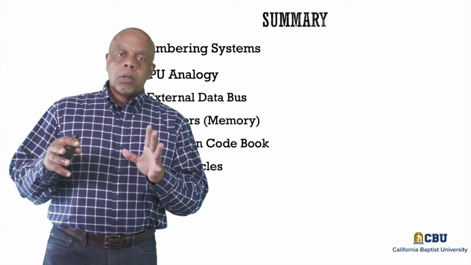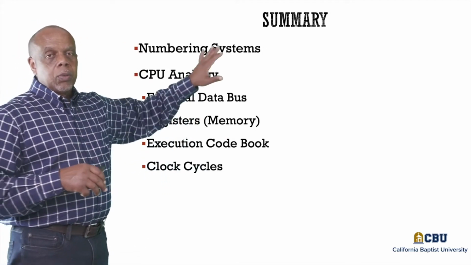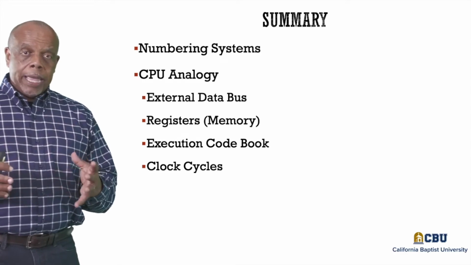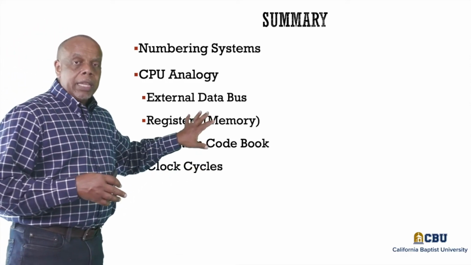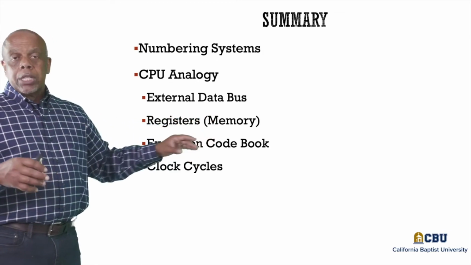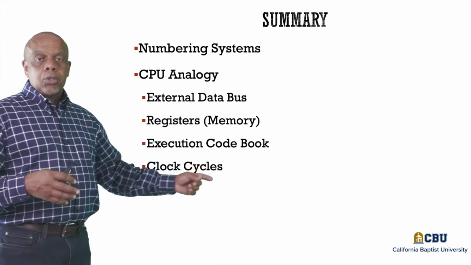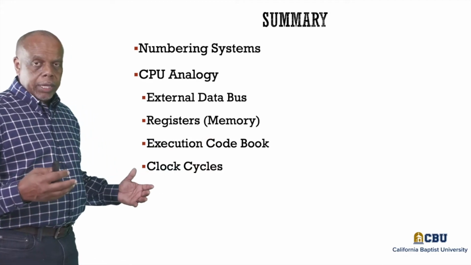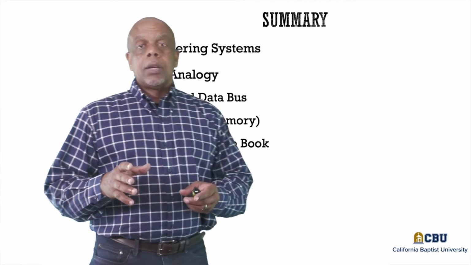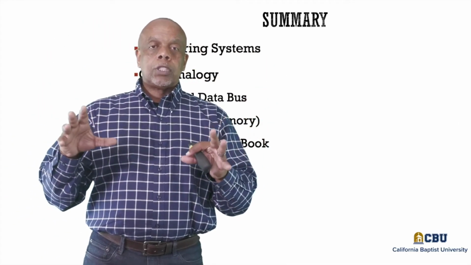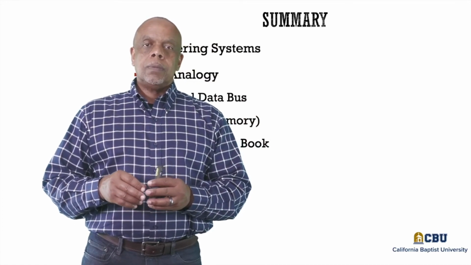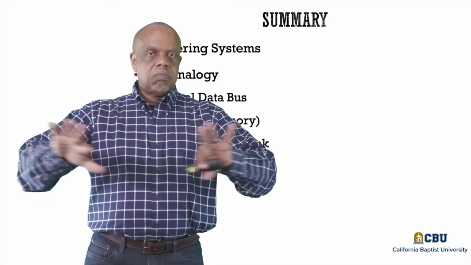All right, guys, what did we talk about in this lecture session? We went over numbering systems. We talked about the analogy of the little man in the box of the CPU, and then from there we covered your external data bus, registers or the memory, the execution, how code is executed, what we call the execution code book, and clock cycles. Hope this helps you out to understand and to see the bigger picture of what's going on. Now dive into the deep end of the pool, and just make it happen.